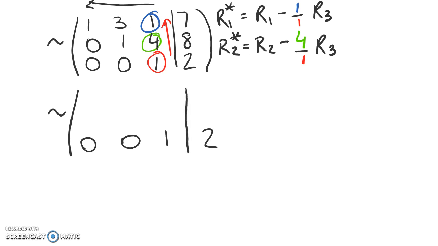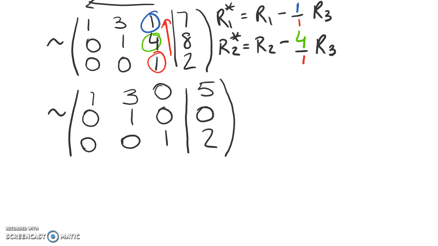Okay, now row 2 is row 2 take away 4 row 3. 0 take 4 times 0 is 0. 1 take 4 times 0 is 1. 4 take away 4 times 1 is 0. 8 take away 4 times 2 is also 0. Okay, row 1 is row 1 take away row 3. 1 take 0 is 1. 3 take 0 is 3. 1 take 1 is 0. 7 take 2 is 5. We've only got one number left to zero out.